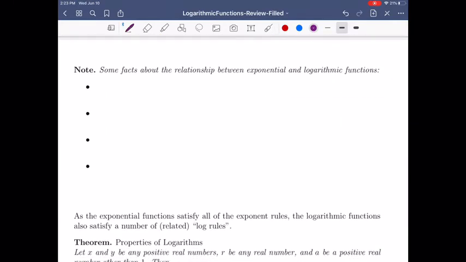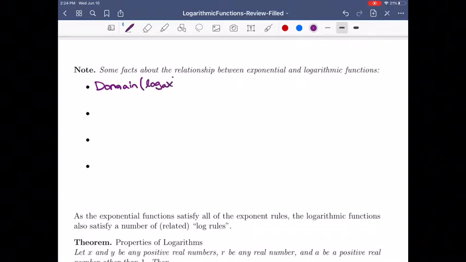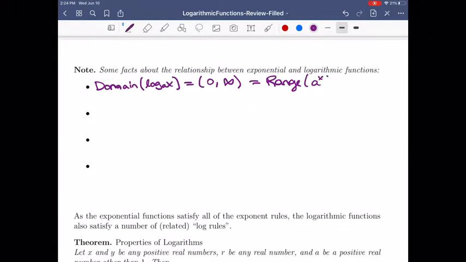Some facts about this relationship. The domain of the log base a of x is the interval from 0 to infinity, and that's actually equal to the range of the a to the x graph.